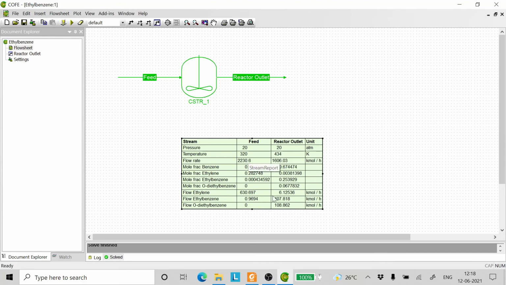It means ethylene has reacted. The conversion is about 90%. This conversion is for production of ethyl benzene, which is 407.818, which when you reduce by this amount is roughly 406.818. And the ortho diethyl benzene produced is 108.862. As we can see, the selectivity is towards formation of ethyl benzene. So this was a short video on simulation of CSTR.